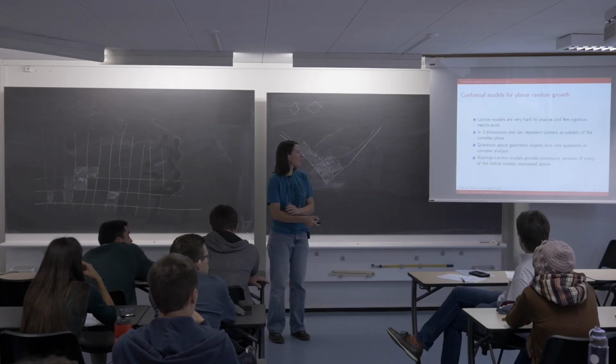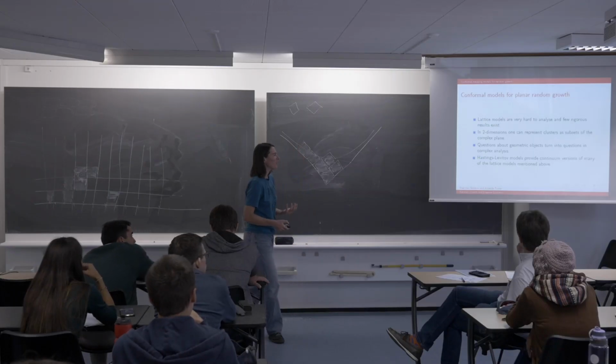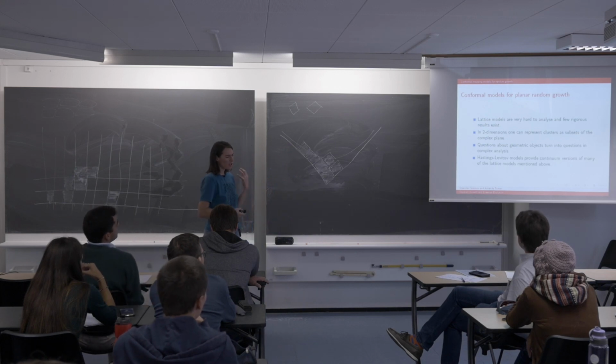And so I'm just going to quickly finish by describing a class of models called the Hastings-Levitov models. And these show how you can use complex analysis to describe random growth. And they give you sort of continuum versions of the lattice models that I've been talking about.